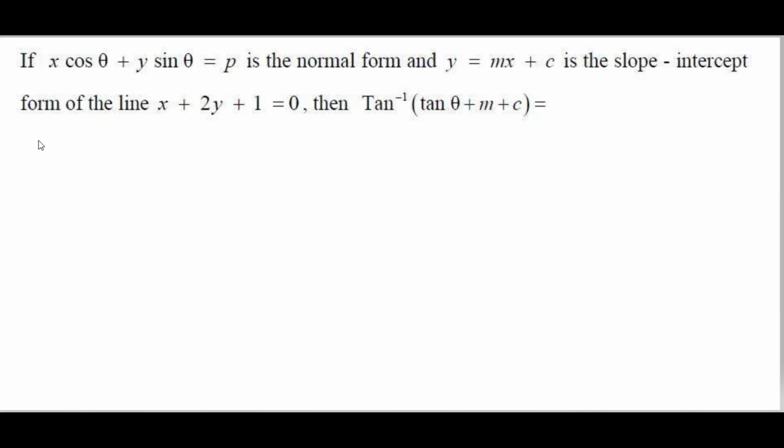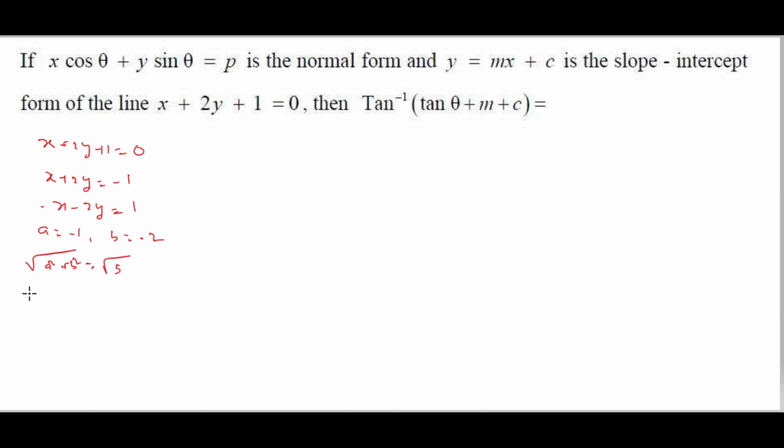That is, given relation is x plus 2y plus 1 is equal to 0. First we convert this equation into normal form. That is, x plus 2y is equal to minus 1. That is, minus x minus 2y is equal to 1. So here a value is minus 1 and b value is minus 2. So dividing by root of a square plus b square, that is minus 1 whole square plus minus 2 whole square is root 5.